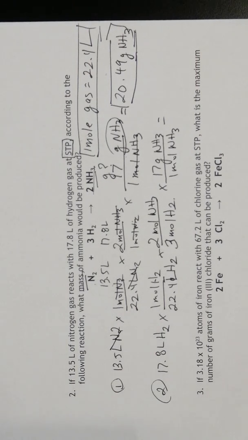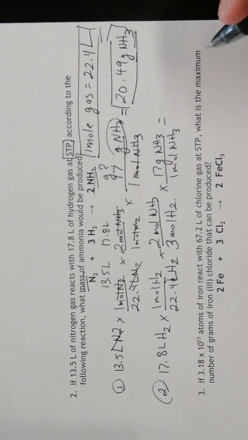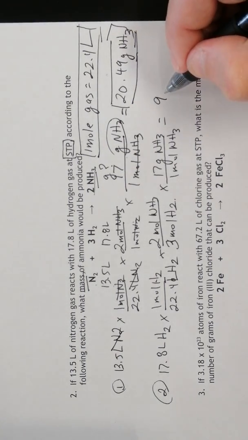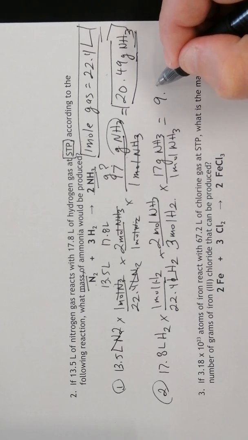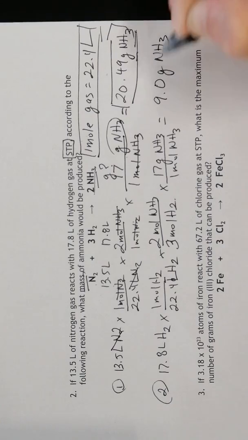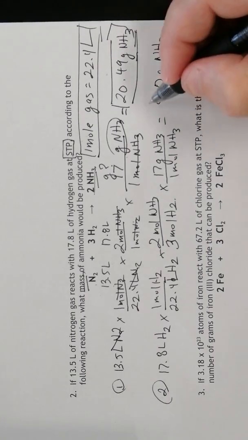Okay, let's see. 17.8 divided by 22.4, multiplied by 2, divided by 3, divided by 7. That tells me I can make about 9 grams of NH3.